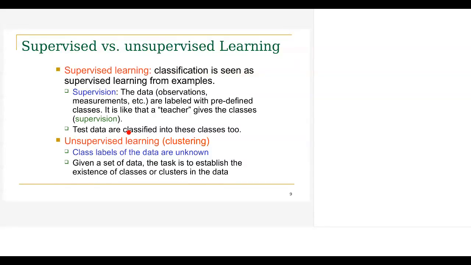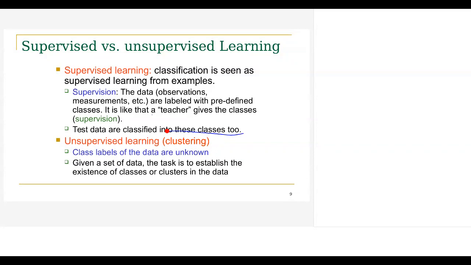This means the teacher is going to give the class. The classes are given by the teacher only. The student can't give the classes. The student is there to be taught. There are two roles, teacher and student, so they are labeled accordingly. Test data are classified into these classes too. The new data that comes to our model has to be classified into these categories only, approved or not approved. So we will put the new data into these classes only.